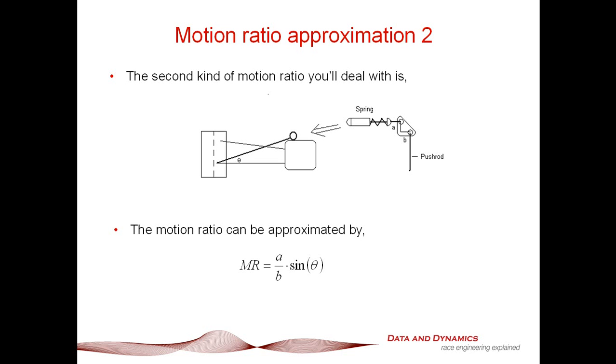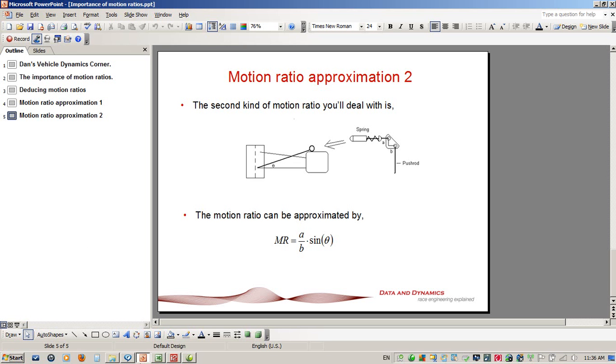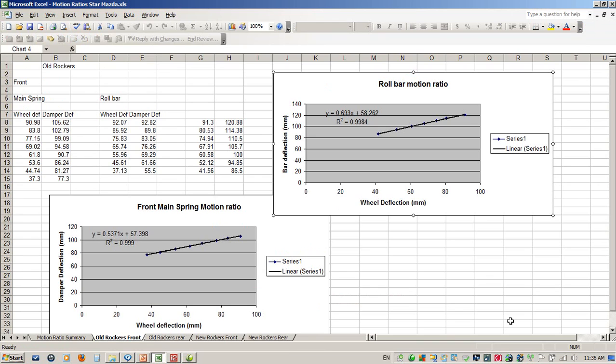This is there to help you really nail down what the motion ratios are, so you get some sort of rough expectation of where you should be. Your next step after you do this is that you go through and measure up the motion ratios properly. What we've got in this little Excel spreadsheet is motion ratio data for some Star Mazda work that I did a couple of years ago.